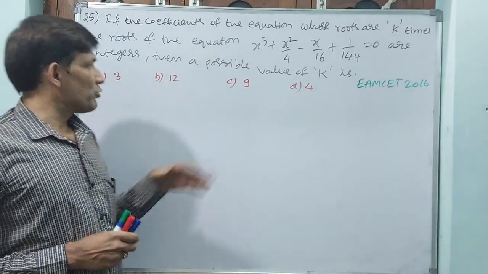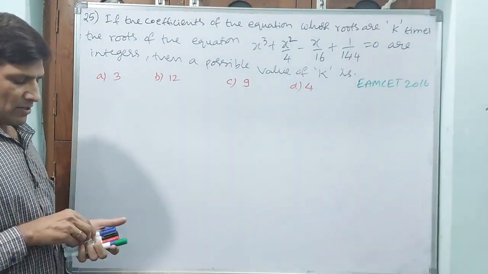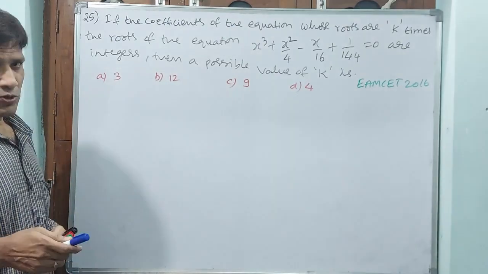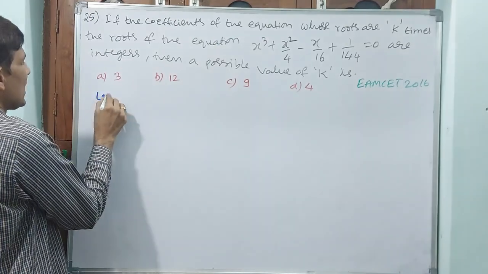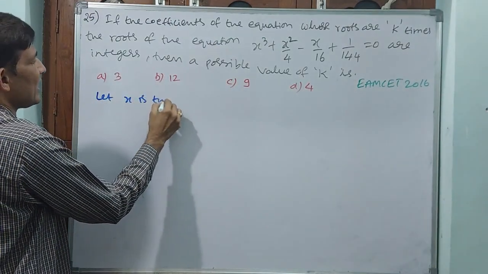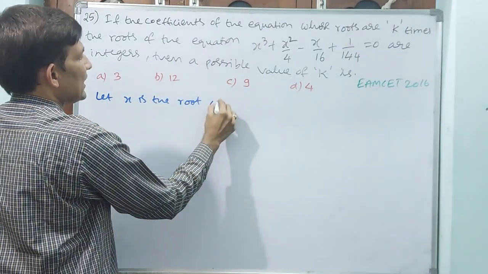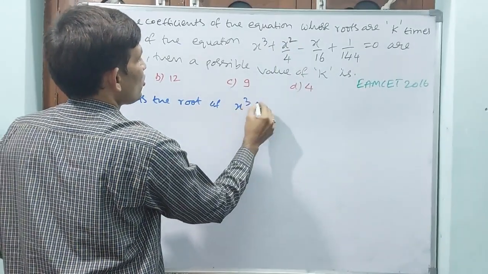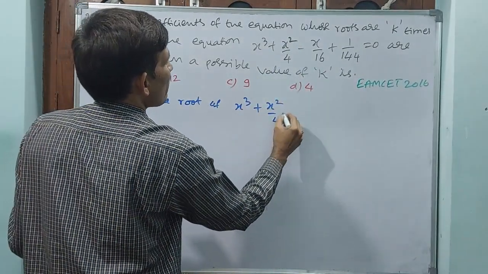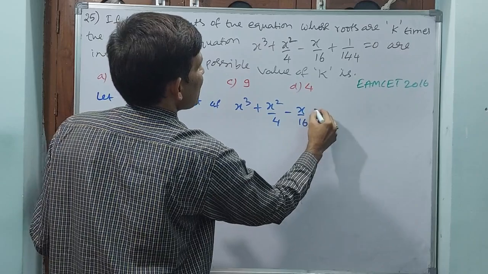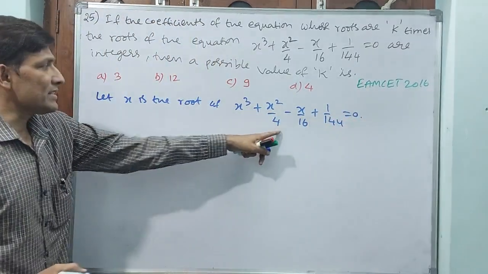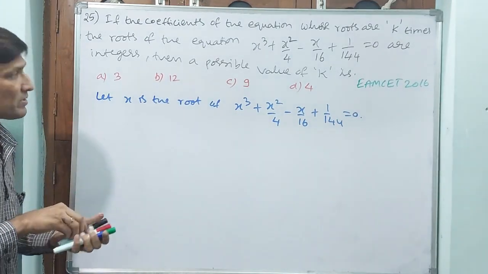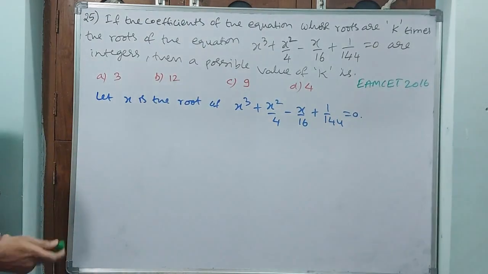Simple thing is we substitute the values. Why should we break our head? You see what I am doing? Let x is the root of this one: x cube plus x square by 4 minus x by 16 plus 1 by 144 equal to 0. For this equation, x is the root, like we have assumed.